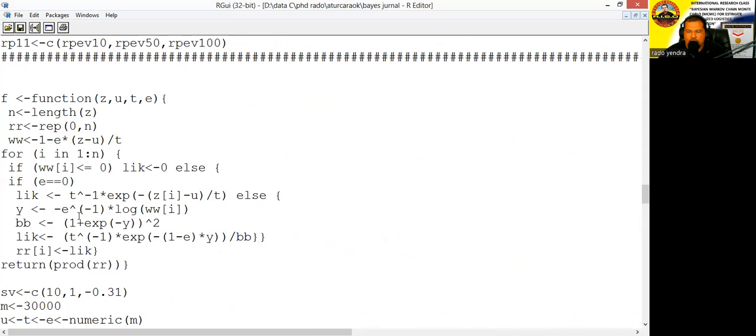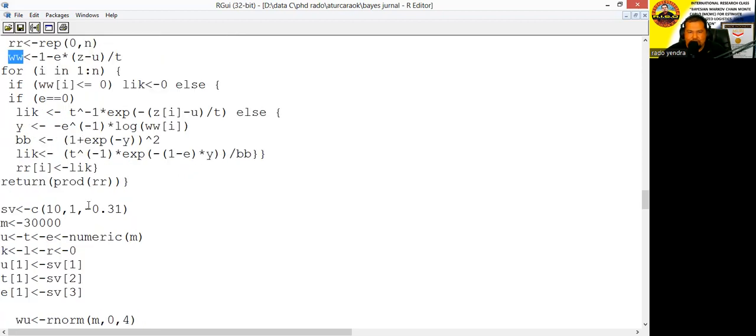The likelihood for the generalized logistic is as follows, with y and bb, where bb means 1 plus exponent minus y to the power 2, and y means minus e to the power minus 2 multiplied by log w. Okay, this is the likelihood density for the generalized logistic.